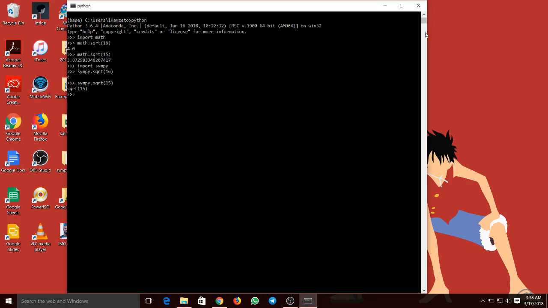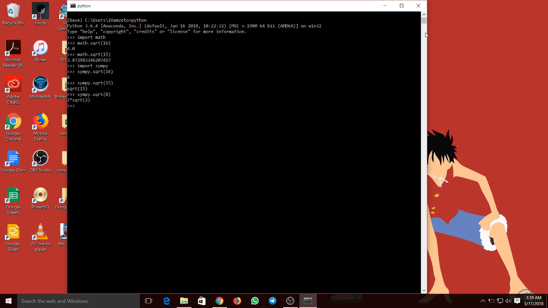Let's try the square root of 8. Let's use 8. Sympy.sqrt of 8. You see, it gives us 2 multiplied by the square root of 2, and that is actually the real square root of 8.